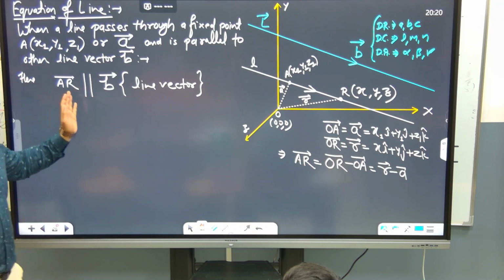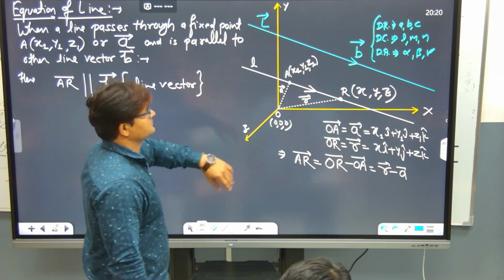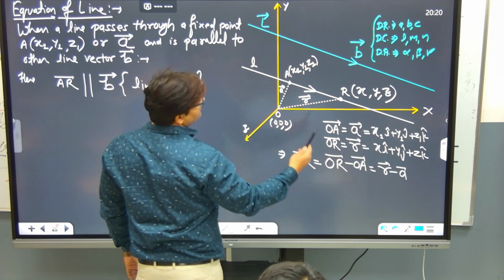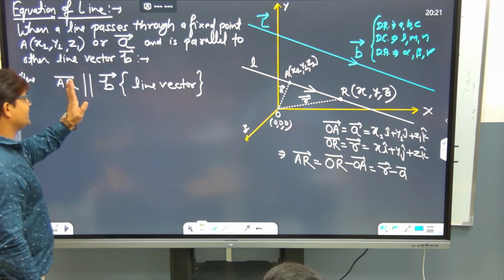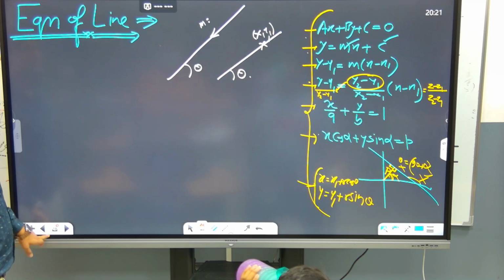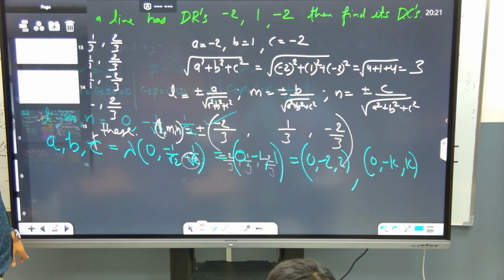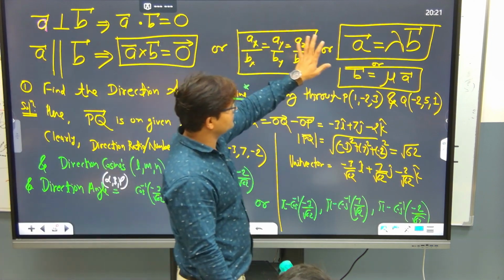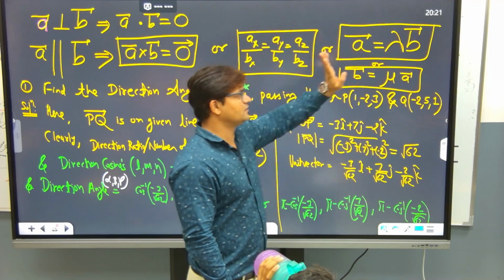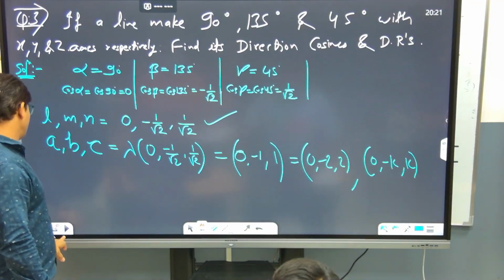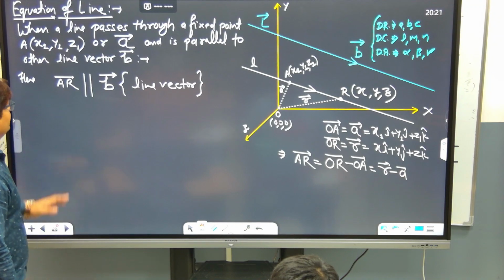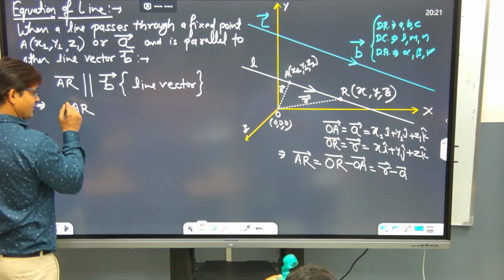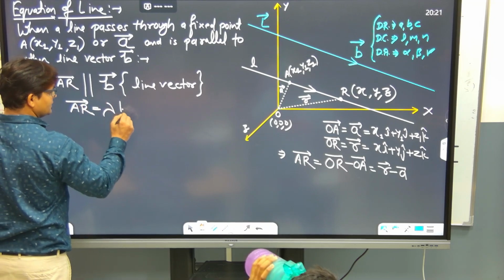We know that if vectors are parallel, then we have three types of cases. First, their cross product should be 0. Second, coefficients are the same. Third, one vector can be expressed in terms of the other vector. Now, A cross B is 0, or one vector can be represented in terms of the other vector, where lambda is some scalar. So by the concept of this, we can write AR equals lambda B. By the definition of parallel or collinear vectors, AR equals lambda of the B vector.